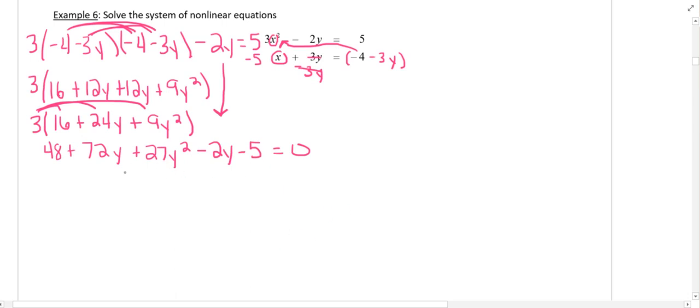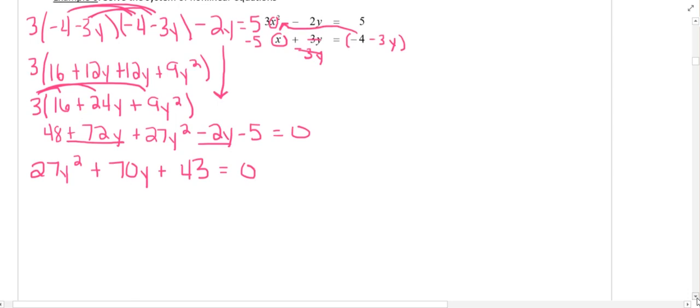All right, so let's put this with the squared term first. So you're going to have a 27y squared. You've got to combine like terms here. 72y minus 2y, that is a positive 70y. And then 48 minus 5 is going to give me a positive 43 equals 0. All right, so we can factor, I think we could factor this. I don't believe we can take out a GCF here, so the factoring might be a little difficult. So let's go ahead and just do the quadratic formula for this one.